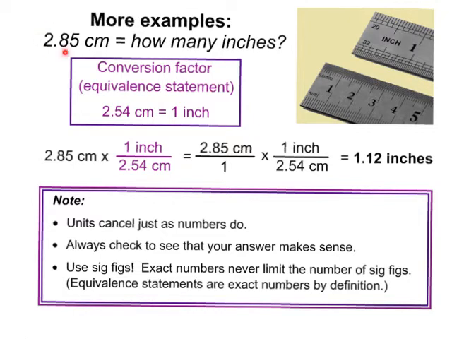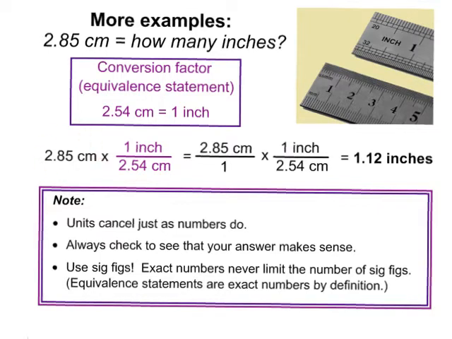Now let's look at a little bit more difficult of an example. What if we have 2.85 centimeters? How many inches is that? Well, let's first get out our conversion factor, our equivalence statement. And that is known to be 2.54 centimeters equal to 1 inch. You do not need to memorize these. You can look these up in any table anywhere. The part of this I want everyone to know, like the back of their hand, is the process, okay?